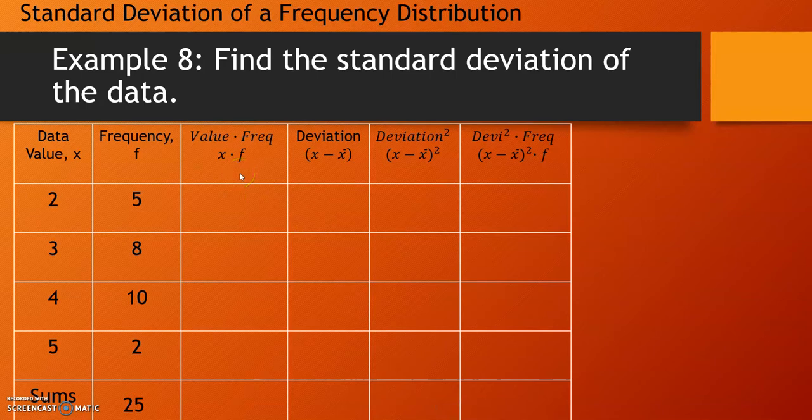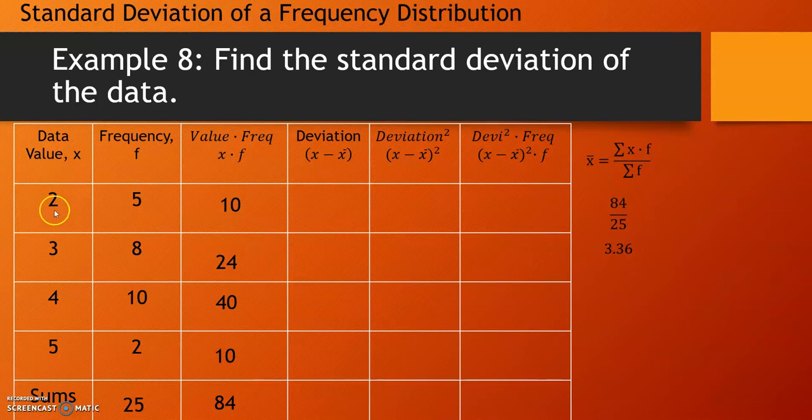X times F tells us our total of the 2's, which is 10. 3 times 8 is 24. 4 times 10 is 40. 5 times 2 is 10. Our total is 84. Now we're going to find our mean. We're going to do that 84 divided by 25 to find our mean, which is 3.36.